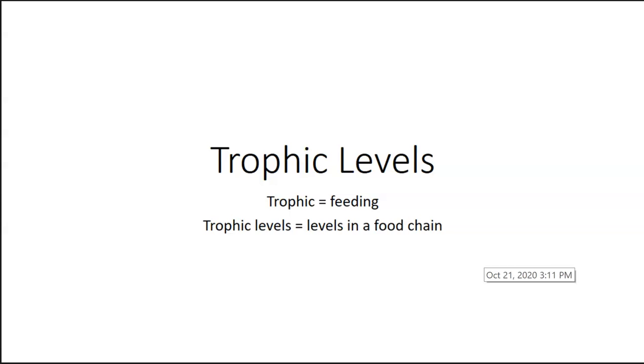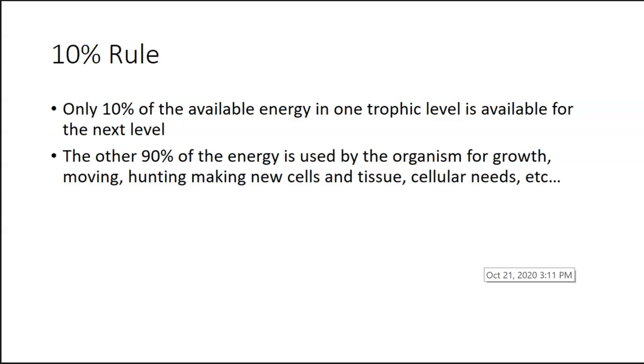The next thing that we need to talk about are trophic levels. Trophic, again, means feeding. Troph means feeding. And then the trophic levels are the different levels in a food chain. When you did the Meadow Lab simulation, where we talk about food chains, there's something really important, and it's called the 10% rule. And what that means is that only 10% of the available energy in one trophic level is available for the next level. The other 90% of the energy is used for the organism itself, for growth, moving, hunting, making new cells and tissues, cellular needs, whatever that organism needs.